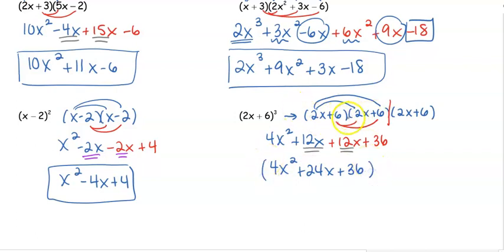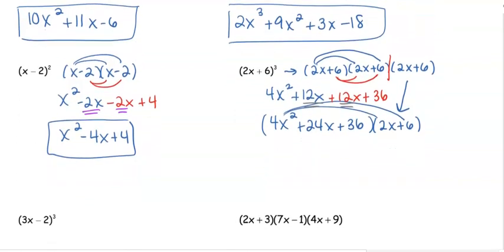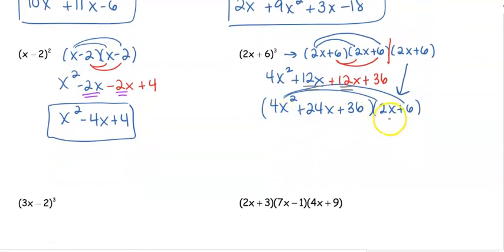Now that is only taking care of those first 2 terms. I still have another 2x plus 6 that needs to be multiplied in. We just keep on multiplying, we keep on distributing. So we take the 4x squared and we distribute to everything on that second piece on the right there. So 4x squared times 2x is 8x cubed. 4x squared times 6, that's 24x squared.